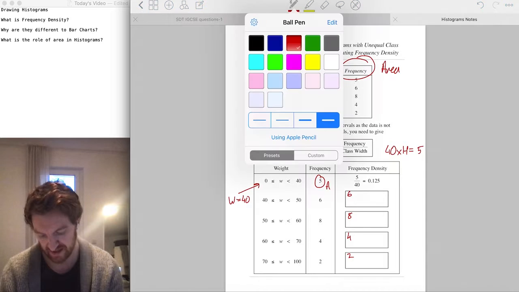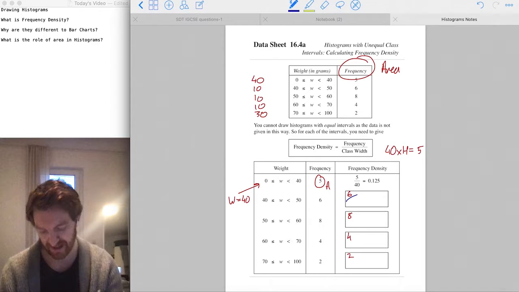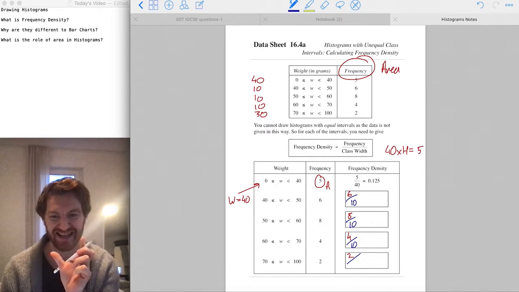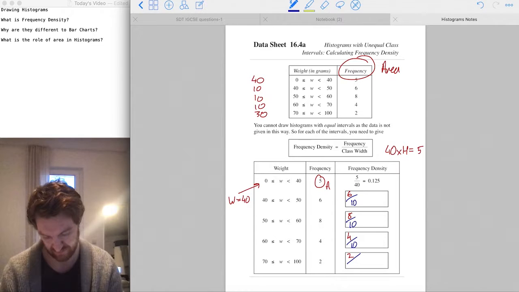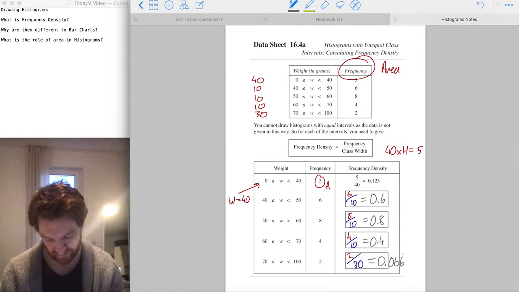And you divide it by how wide the group is. From 40 to 50 is 10 wide. From 50 to 60 is 10 wide. From 60 to 70 is 10 wide. From 70 to 100 is 30 wide. We use our calculator, although most of the time this would be a non-calculator question, but these should be reasonably straightforward. 6/10 is 0.6, 8/10 is 0.8, 4/10 is 0.4, and 2/30 or 1/15. You don't need to simplify the fraction because you're going to write it as a decimal. It's going to be about 0.066 recurring, so you could put 0.07 if you wished.